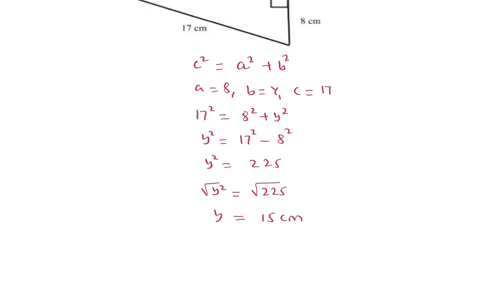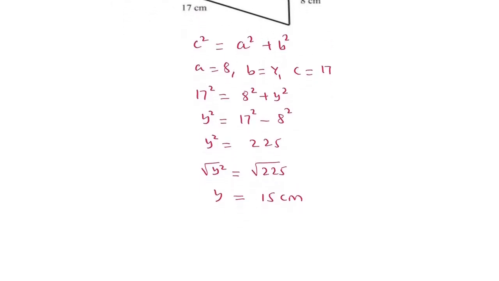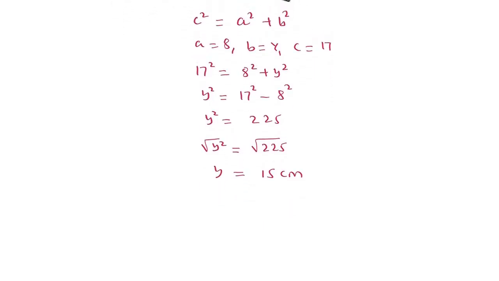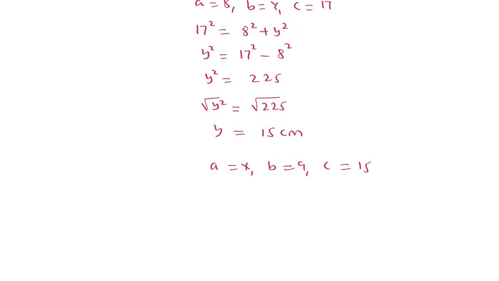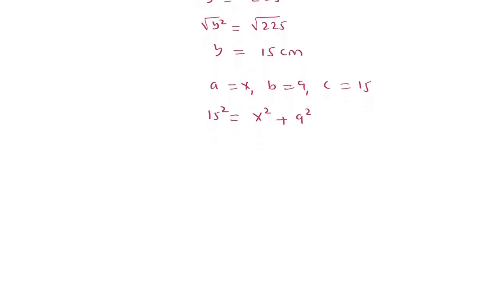Okay, so next, to find the value of x, we are going to use the same theorem. Then we are going to substitute a with x, b with 9, and c with 15. Okay, so now let us substitute the values. Then our equation is going to be 15 squared = x squared + 9 squared.